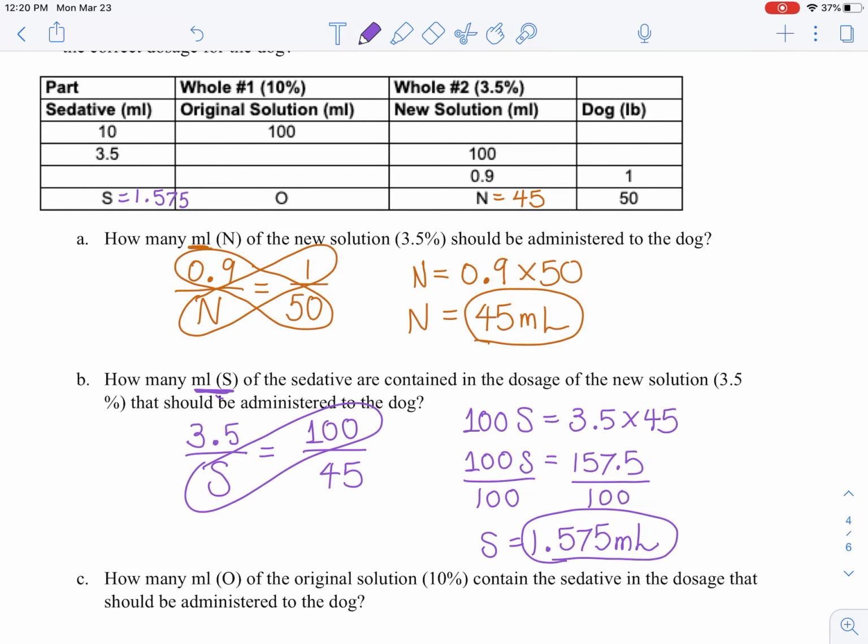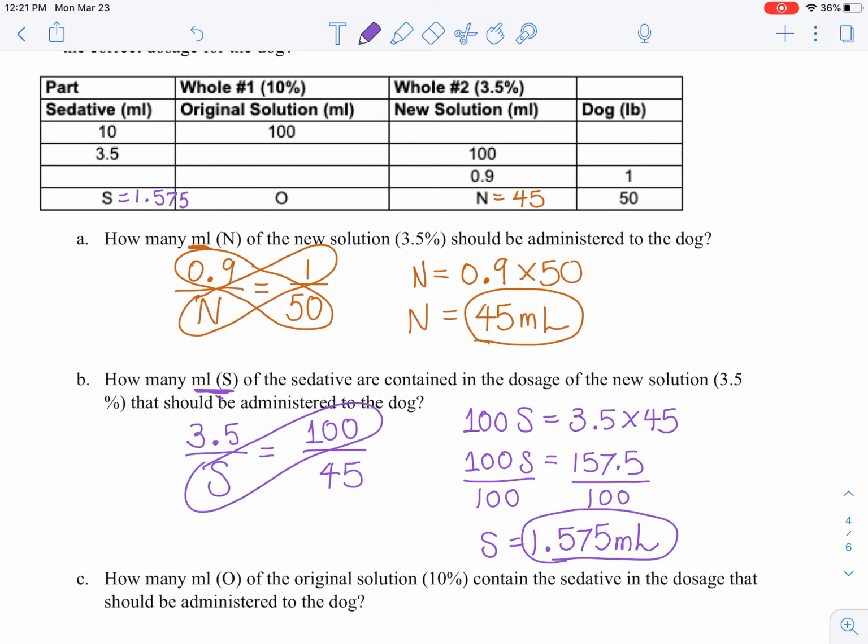So what we just found out is how many milliliters of sedative are contained in the dosage to give to our dog. The dog is going to need 1.575 milliliters of sedative. Out of the total 45 milliliter solution, 1.575 milliliters should be the sedative to make our dog sleepy. So that's what we found.